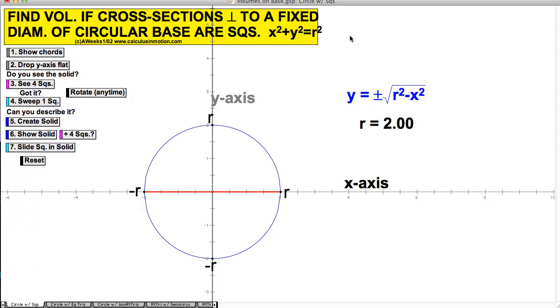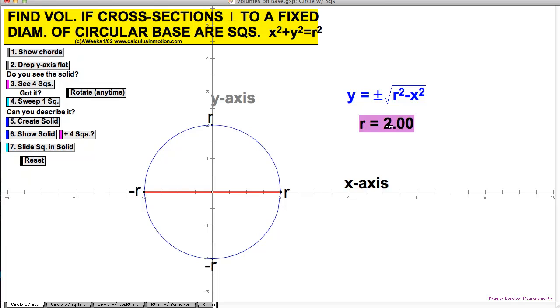Okay, using a program called Geometer Sketchpad, I'm going to show you guys what the first example on section 7.3a looks like. That's the problem where you have the volume of the solid whose cross sections are squares, one side on the xy plane perpendicular to the x-axis, bounded by the circle x squared plus y squared equals 4. Notice over here on the right hand side I have y equals plus or minus the square root of r squared minus x squared.